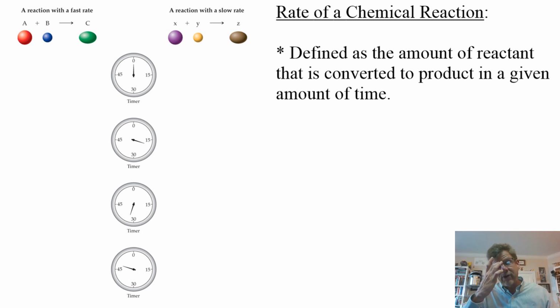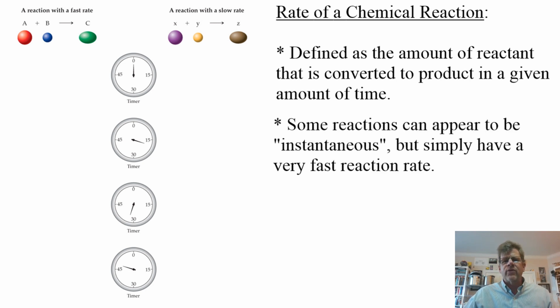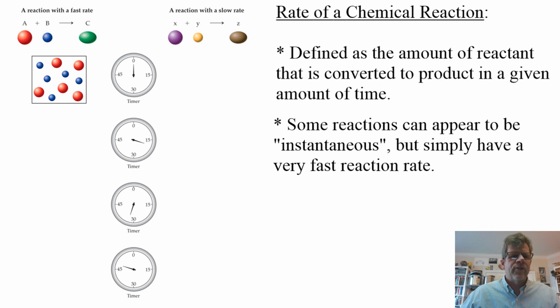So what we have here are two different reactions which we're going to track comparisons of their rates of reaction. Some reactions, as we said, can appear to be instantaneous, but will actually have a very fast reaction rate. That's going to be the reaction on the left-hand side. So if we start at time equals 0, we see in this box over on the left, a bunch of blue and red orbs. Those represent the reactants in this reaction.